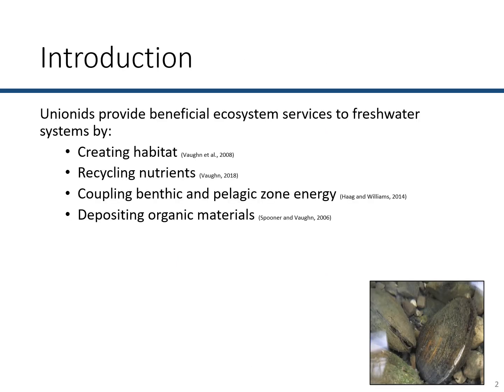So to start off, unionids or freshwater mussels provide beneficial ecosystem services to freshwater systems by way of creating habitat, recycling nutrients, coupling the energy between the benthic and pelagic zones, and depositing organic materials.